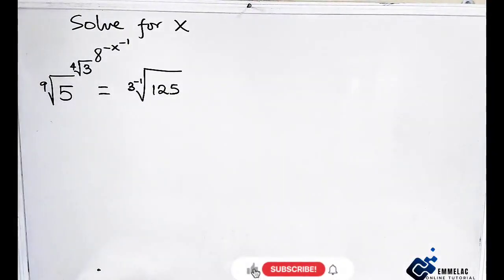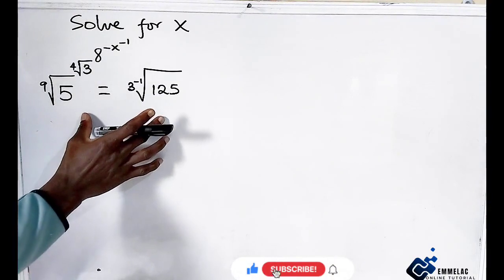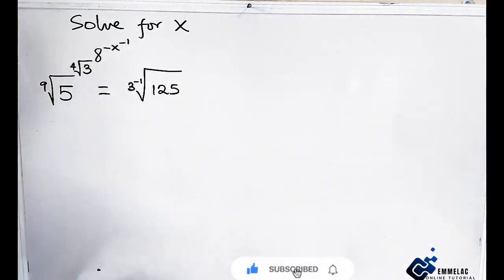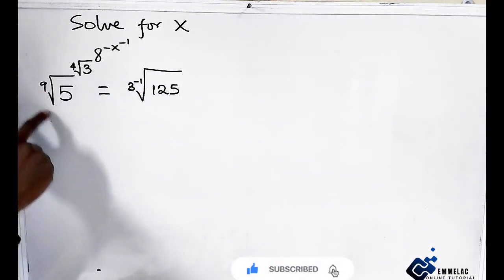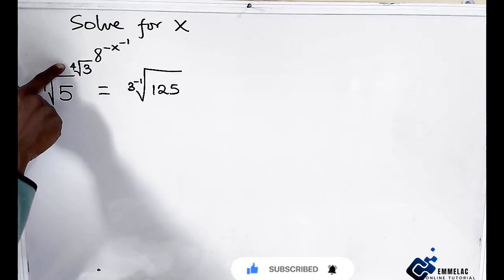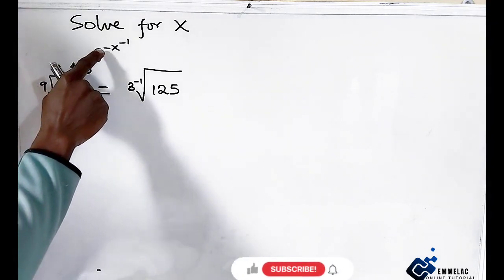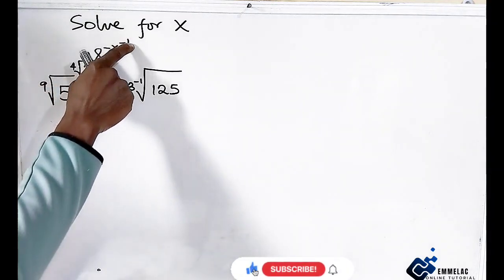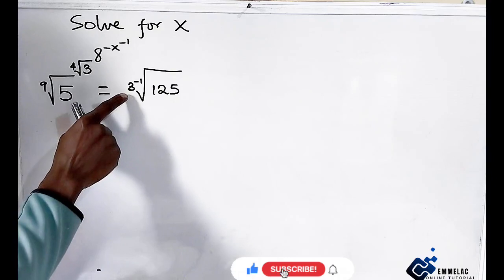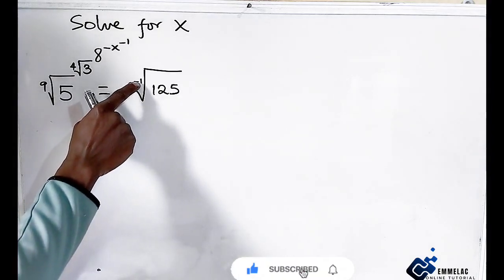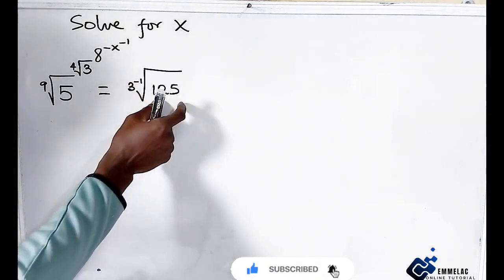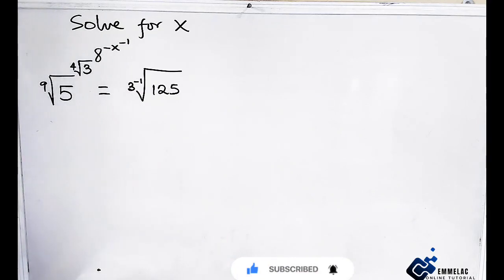Before us, we are told to solve for x here, and this is the ninth root of 5 raised to the power of the fourth root of 3 raised to the power of 8 raised to the power of minus x, all raised to the power of minus 1, all equals 3 raised to the power of minus 1 root of 125.